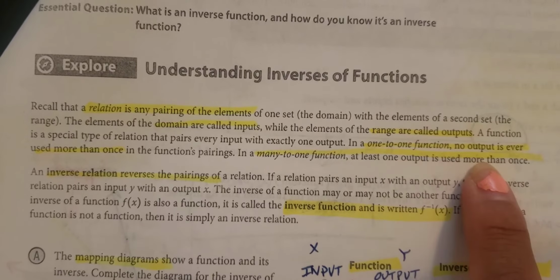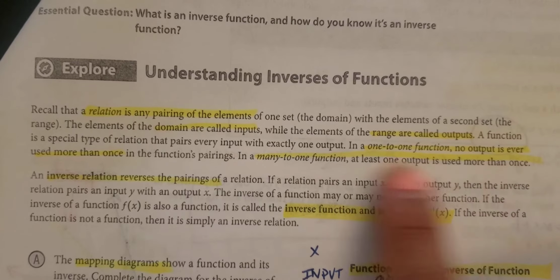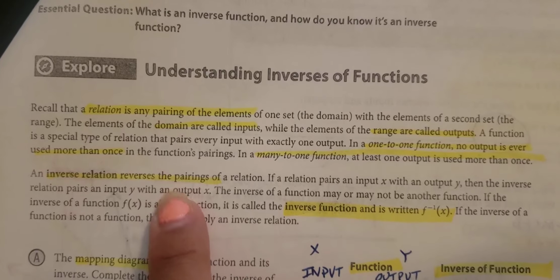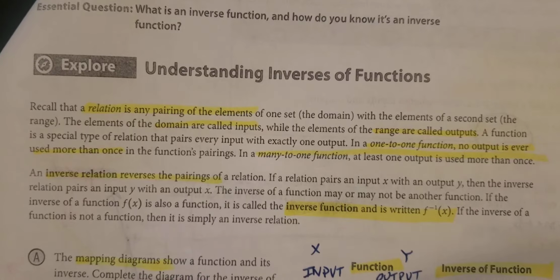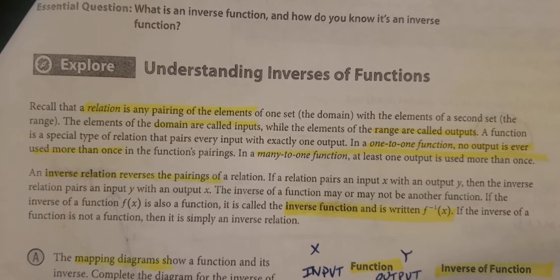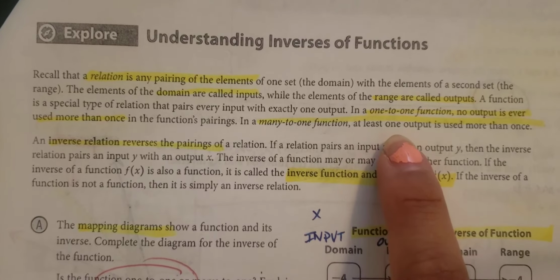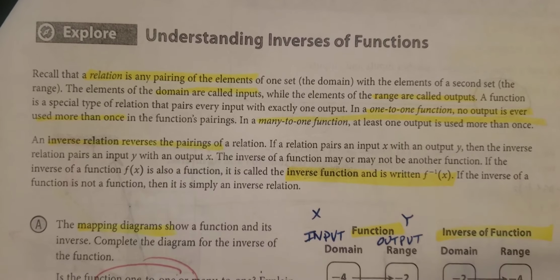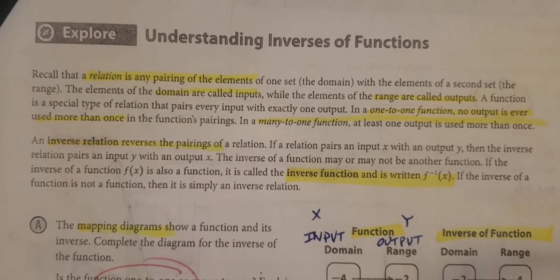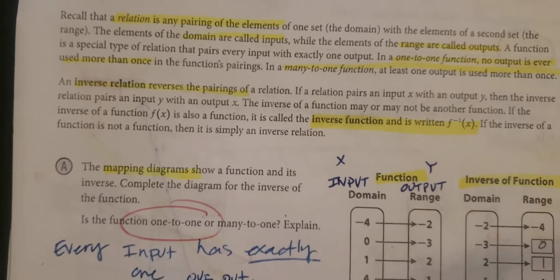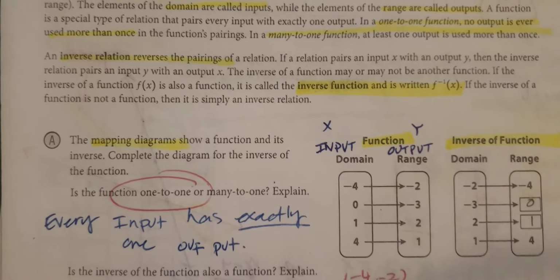A one-to-one function is where no output is ever used more than once. Again, no output is ever used more than once, okay? And a many-to-one function is at least one output is used more than once, okay? Here we go.